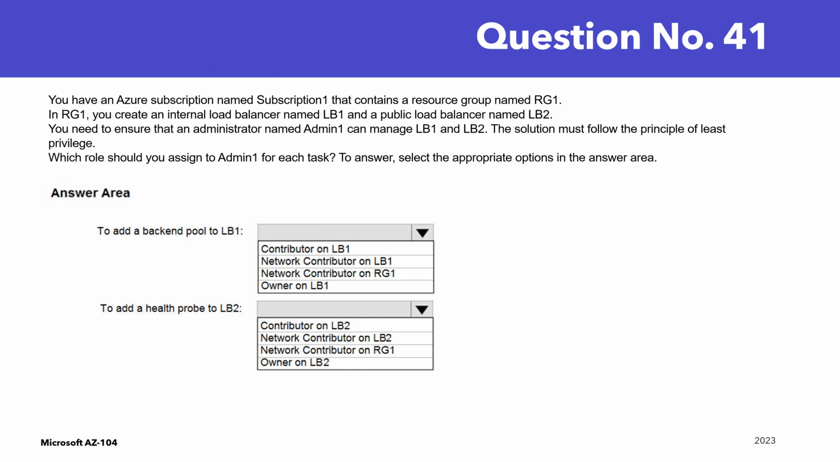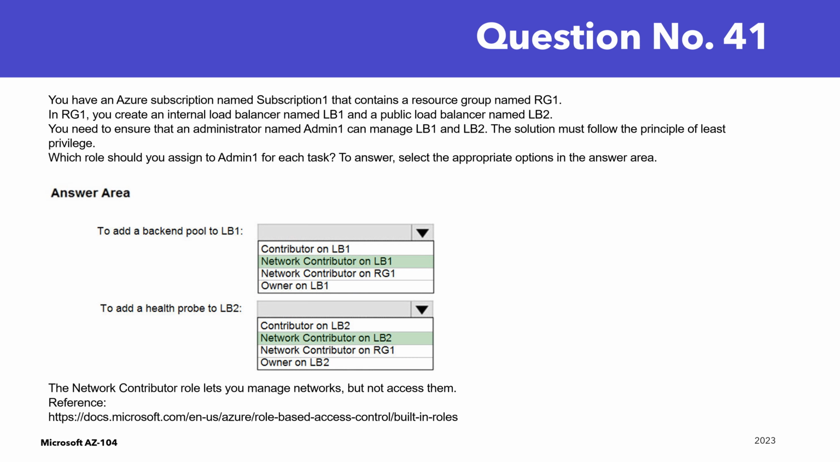You have an Azure subscription named Subscription 1 that contains a resource group named RG1. In RG1, you create an internal load balancer named LB1 and a public load balancer named LB2. You need to ensure that an administrator named Admin1 can manage LB1 and LB2. The solution must follow the principle of least privilege. Which role should you assign to Admin1 for each task? To answer, select the appropriate options in the answer area.